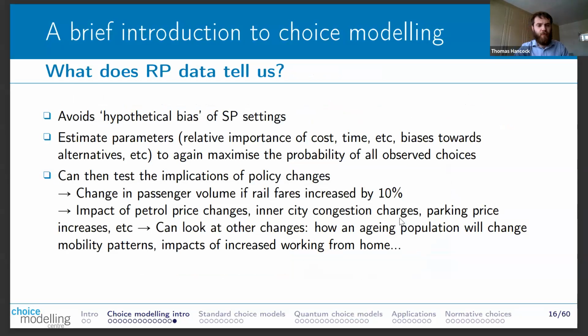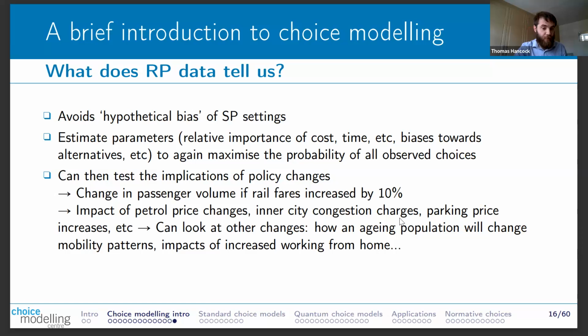So the RP data really does avoid hypothetical bias, but it's run the same way. So you'll estimate parameters to get the relative importance of different attributes, cost, time, biases towards particular alternatives. And you're again going to try and maximize this probability of all observed choices.